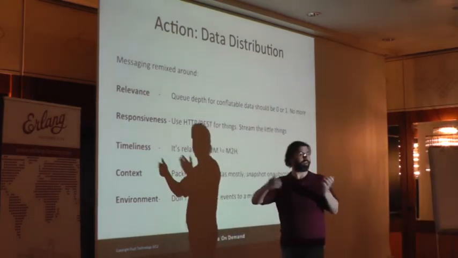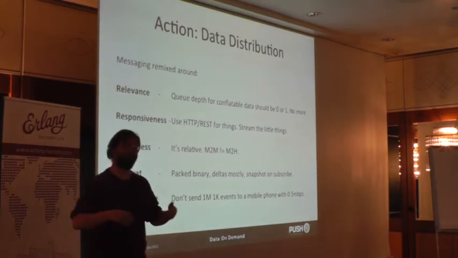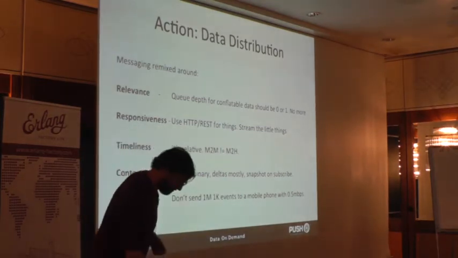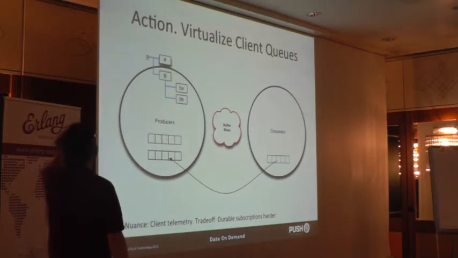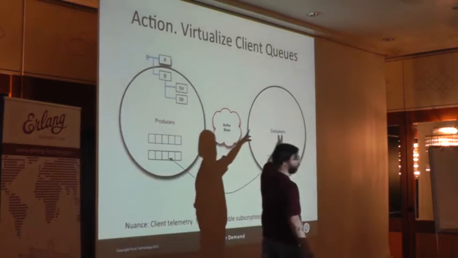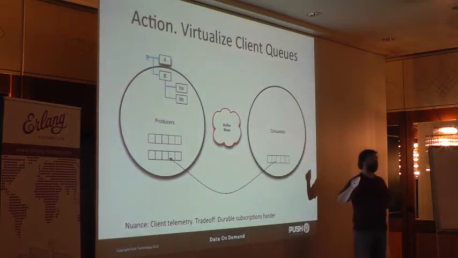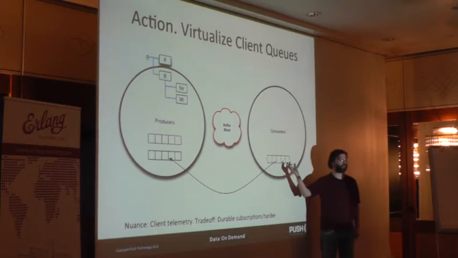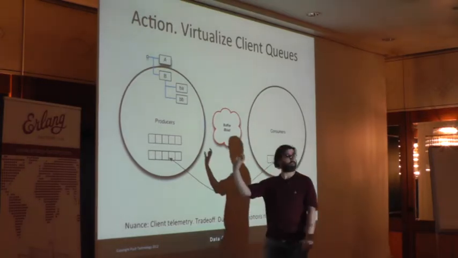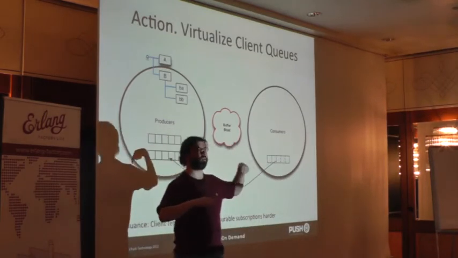Our solution doesn't send you 100,000 messages per second. It doesn't even try. That's intelligent. Okay? So how do we do this? If you take messaging, you've got producers and you've got consumers. So you've got queues on each side in a regular messaging system. But what if we take the queue on the client side and we move it over to the server? Right? So we host the client-side queue on the server side.